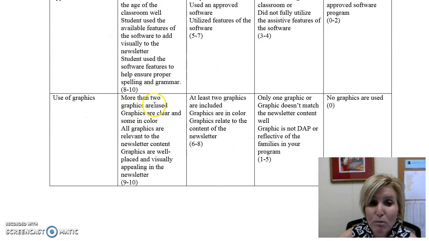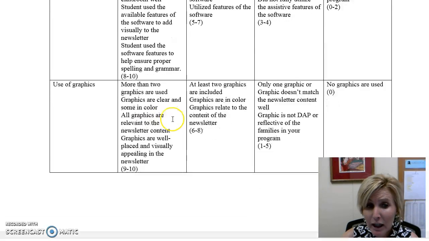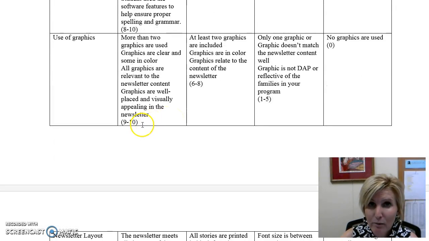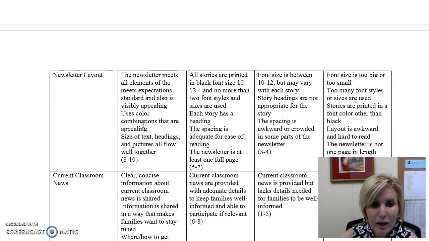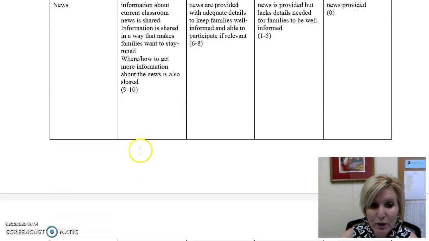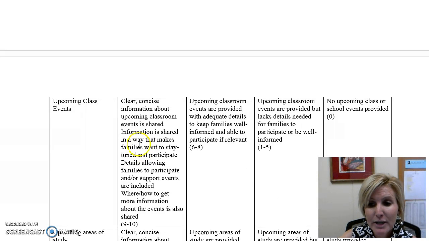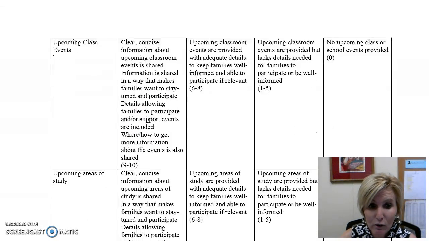Again, use of graphics. More than 2 graphics are used. So to get 4 points, you definitely want to use more than 2 graphics. Your graphics are clear, some are in color, they're relevant, and that will get you up to 10 points. It talks about your layout and what you need to do. It talks about your current classroom news. So you'll see that as we go down, the criteria section goes along with number 1 through 12. And then right here in your exceeds expectations column, it tells you exactly what the expectation is for that.